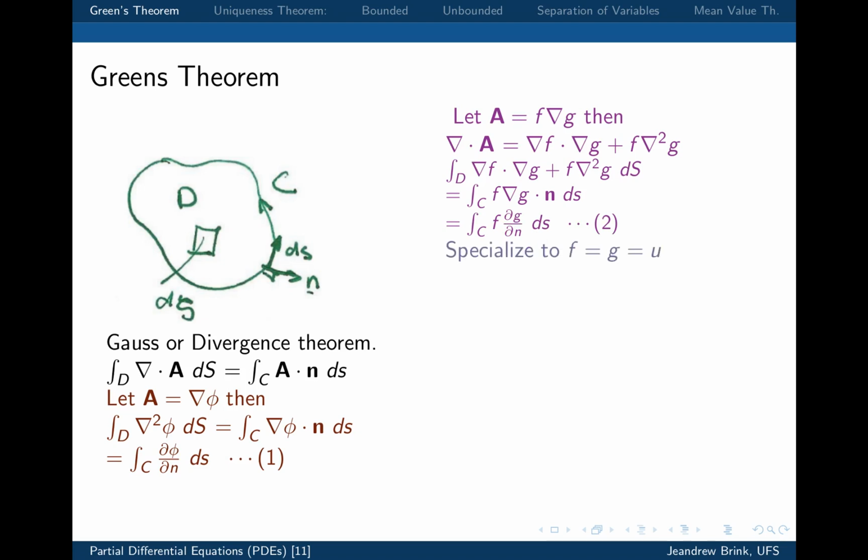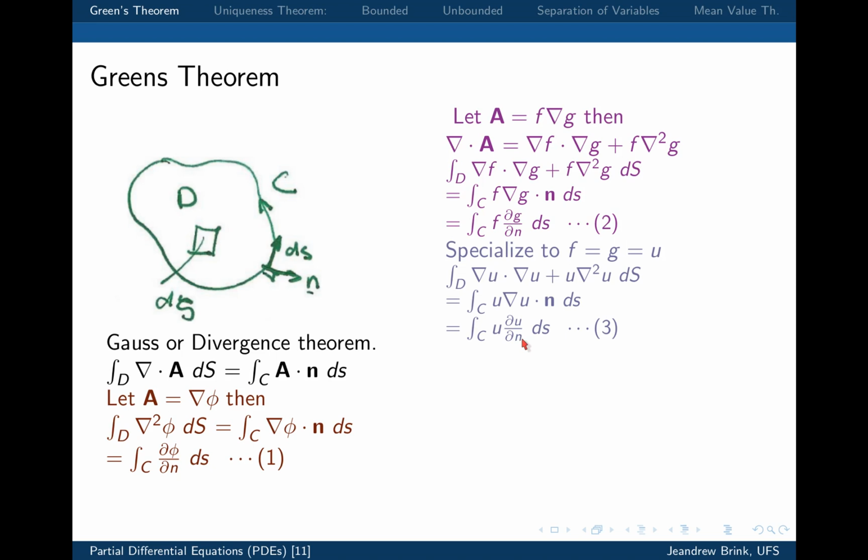Let's make another one. Specialize the above case if f is equal to g is equal to some function u. And what we then have, simply substituting this into the expression above, we have grad u dot grad u plus u times the Laplacian of u ds is equal to u grad u dotted in with the normal to the curve that we're integrating over, and we have that expression. Okay, so also just a corollary of the divergence theorem.